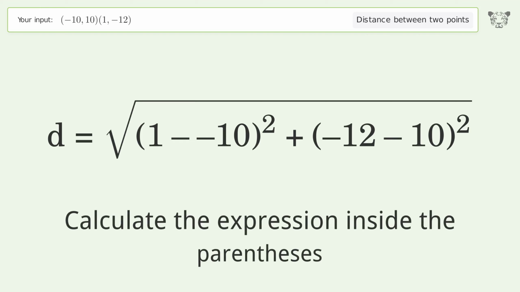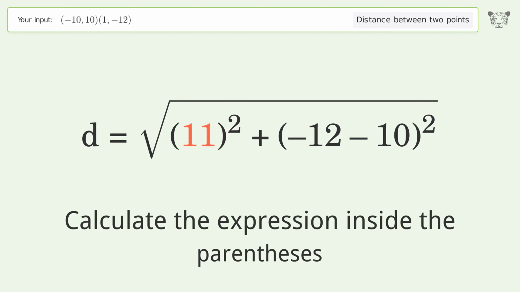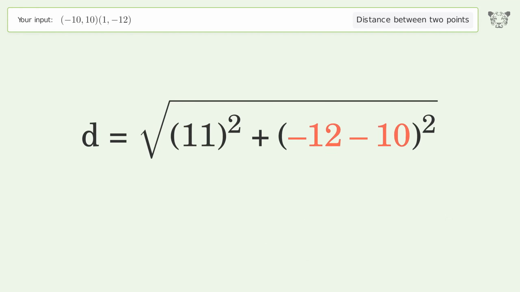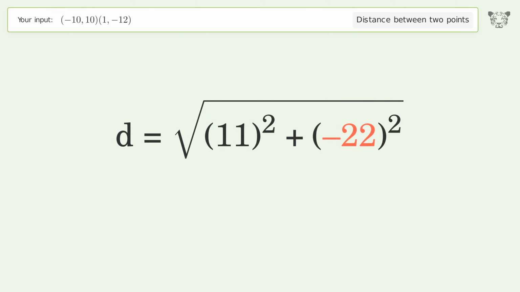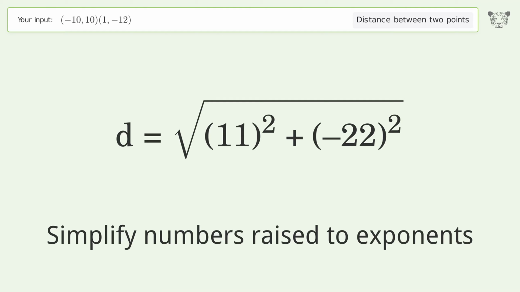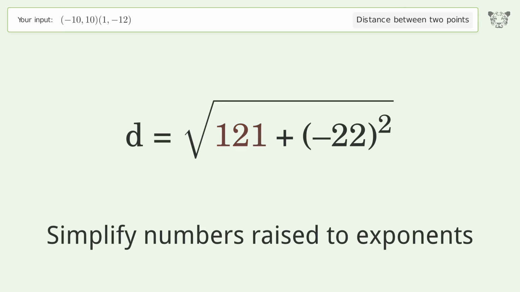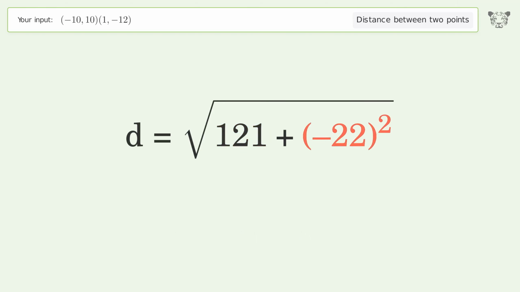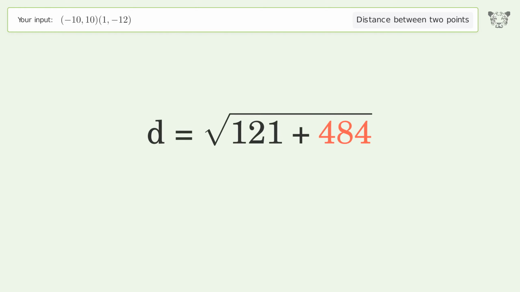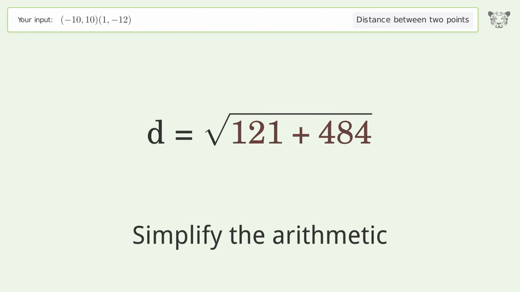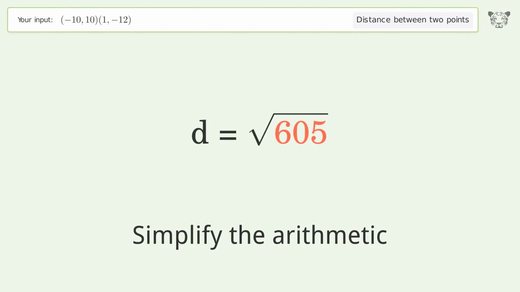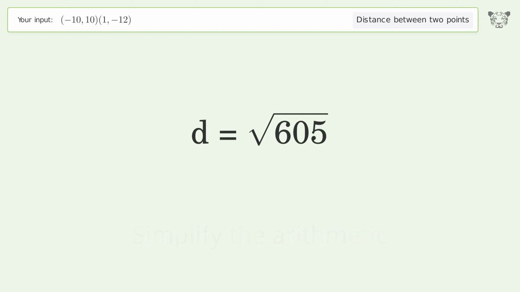Calculate the expression inside the parentheses. Simplify numbers raised to exponents. Simplify the arithmetic. And so the distance between the 2 points is the square root of 605, or 24.597.